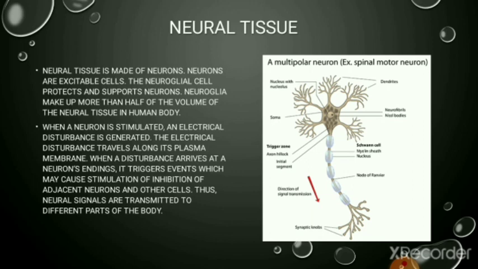That's it, students. So these are the types of nervous tissue. These are the types of tissues.